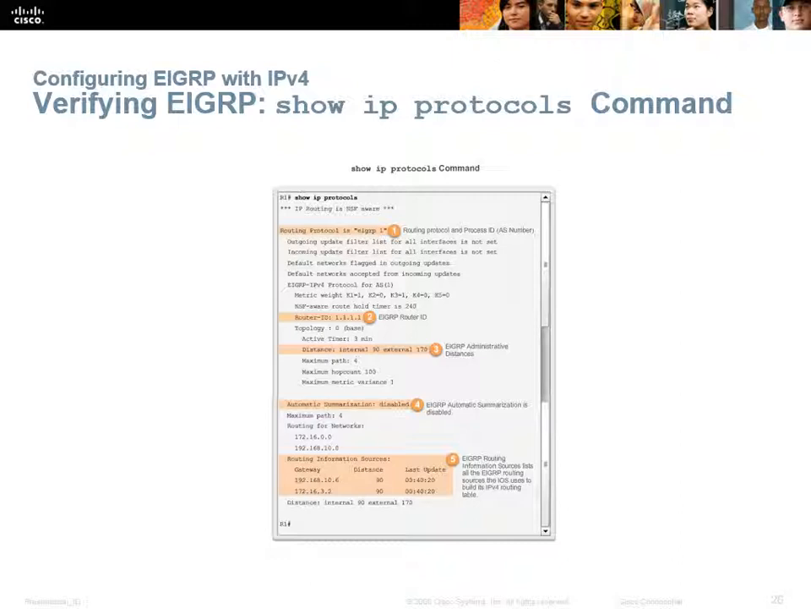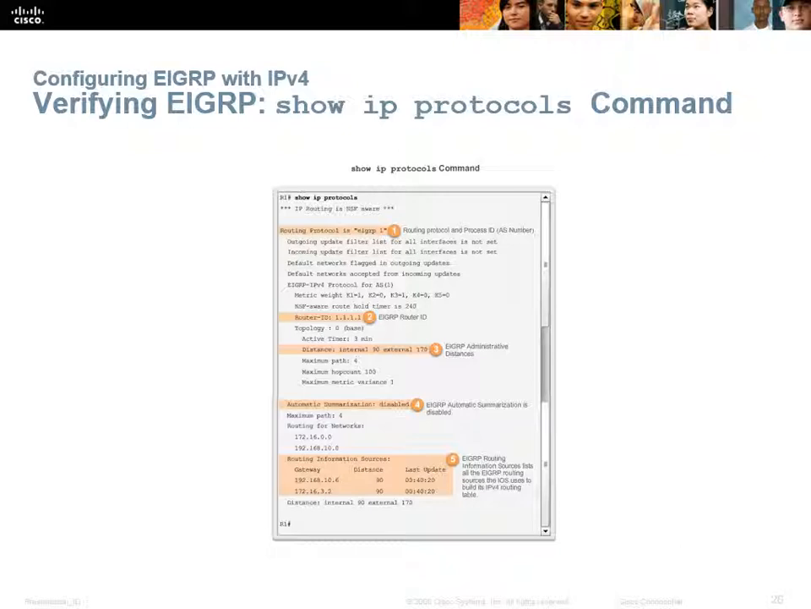Show IP protocols command. It shows you what commands are there. In this case, we're looking at EIGRP 1, right? That was the autonomous system number. Our router ID is going to be 1111 in this case. Our internal distance is 90 and our external is 170. That's the administrative distance we talked about a while back. Automatic summarization was disabled. And then here are our distance and our update times. So you can get all that information off of show IP protocols.